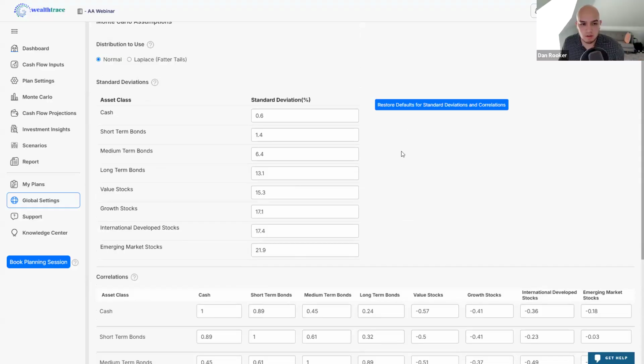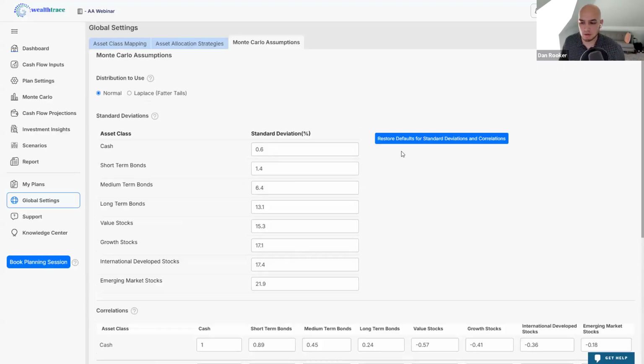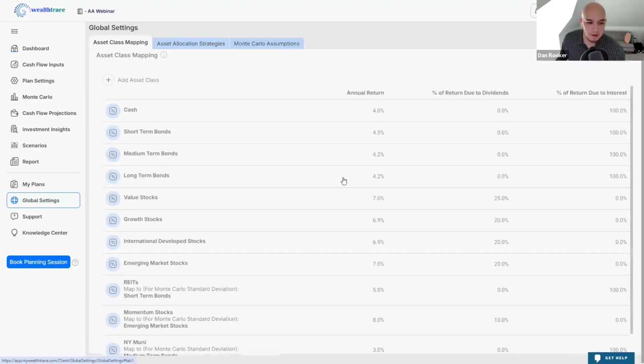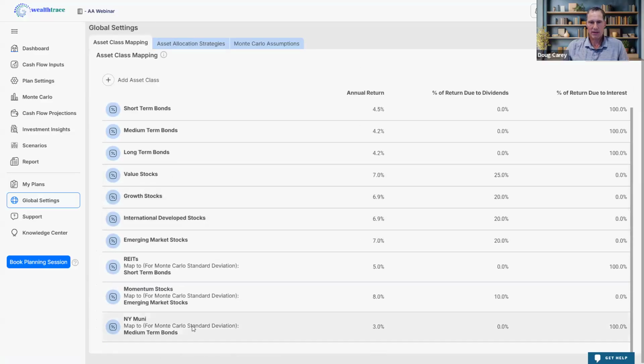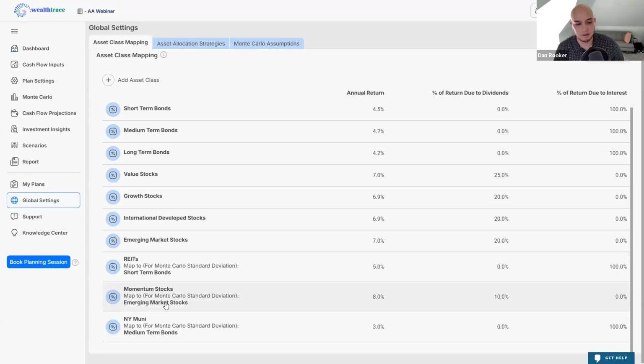And Doug, with standard deviation, if I added a new asset class in there, I made one up, would that show up in this list here? I wish. Okay, maybe in the future. Hopefully in the future. But you have to map it to an asset class. If you create one, you have to map it to an existing asset class for Monte Carlo purposes. Got it, got it.